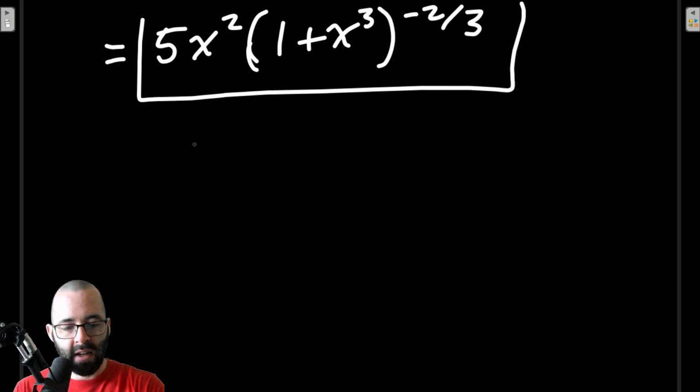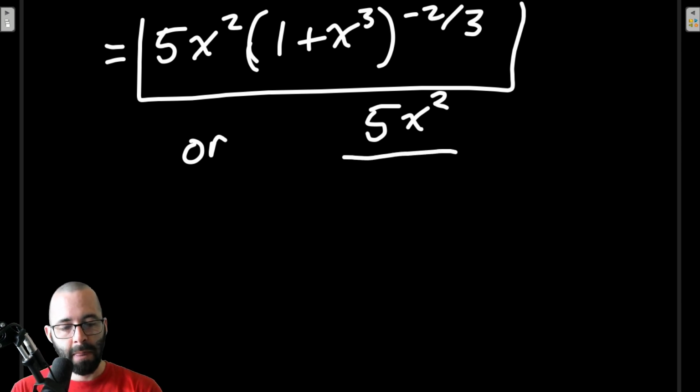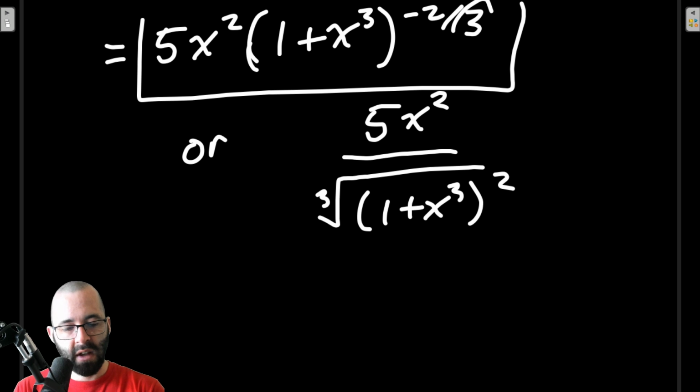Or we could rewrite it if you wanted. If we rewrote it, we'd get 5x squared. A negative exponent means that parentheses goes in the denominator. You could do this in a couple steps, but I'm going to do it all at once, so it might look a little intimidating. The denominator of this exponent being a 3 means cubed root. The numerator being a 2 means it's going to be 1 plus x cubed, squared.